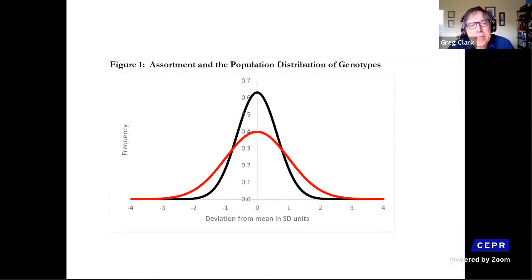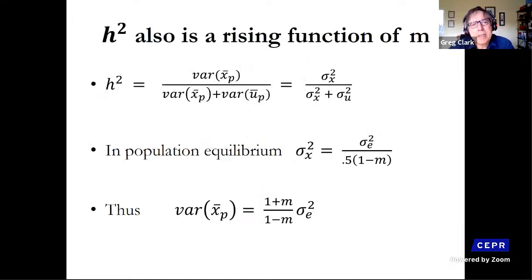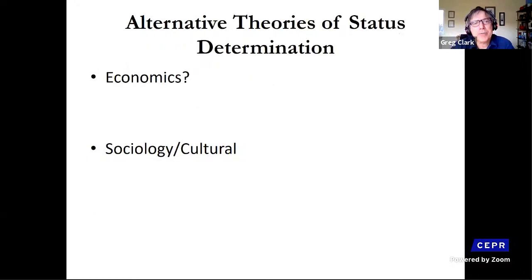And here, it just shows you what the population distribution of genotypes will be if you switch from m equals 0 to m equals 0.6, and that's the red line there. As I say, it's not going to affect the average level of abilities in the society, but it will affect the distribution. And h squared is also going to be a rising function of m. So as m switches, say, from 0 to 0.6, the heritability of traits will actually go up within the population.